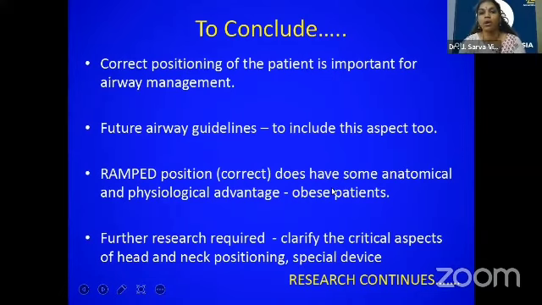So how do you conclude now? The correct positioning of the patient is important for proper airway management. The future airway guidelines should include this aspect also. Ramped position, when done correctly, that is when it is a combination of a 25-degree head up plus a sniffing position, does surely have some anatomical and physiological advantages, especially in obese patients. But further research is required to clarify the critical aspects of the head and neck positioning and the use of other special devices, special pillows and special airway management devices. So the research needs to be continued.